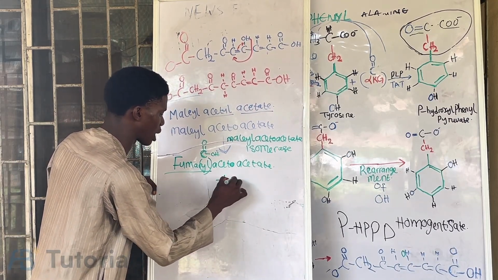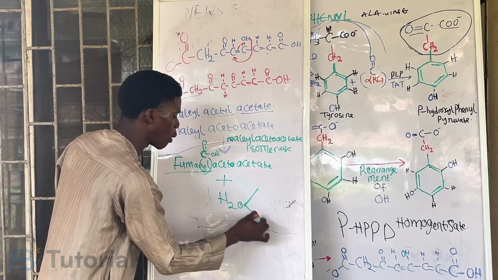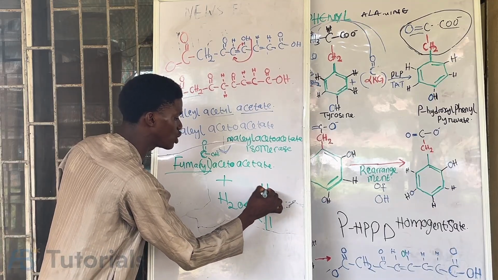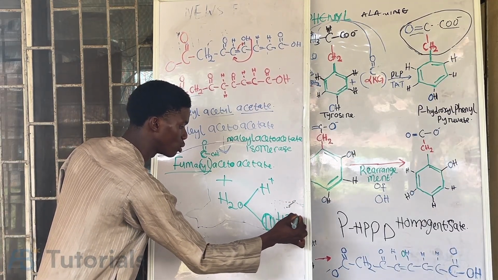This guy will react with water, H2O. This is our product to react with water. Don't forget, our water can be broken down into what? Hydrogen ion and what? Hydroxyl ion. Okay.